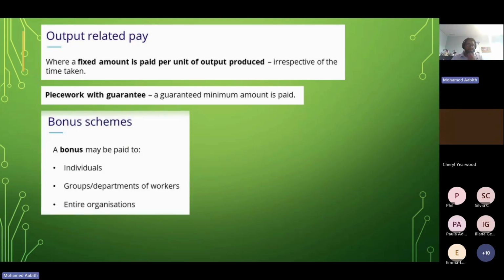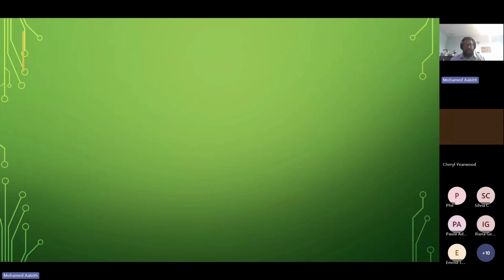We'll see some examples later. And then on top of that, you also have something called bonus schemes. What are bonus schemes for? It is to encourage the employees or the group to be productive. Therefore, they can qualify for additional payment, such as an individual bonus, group bonus, or organization-wide bonus for exceeding expectations. So these are the things we're going to look at in a minute.